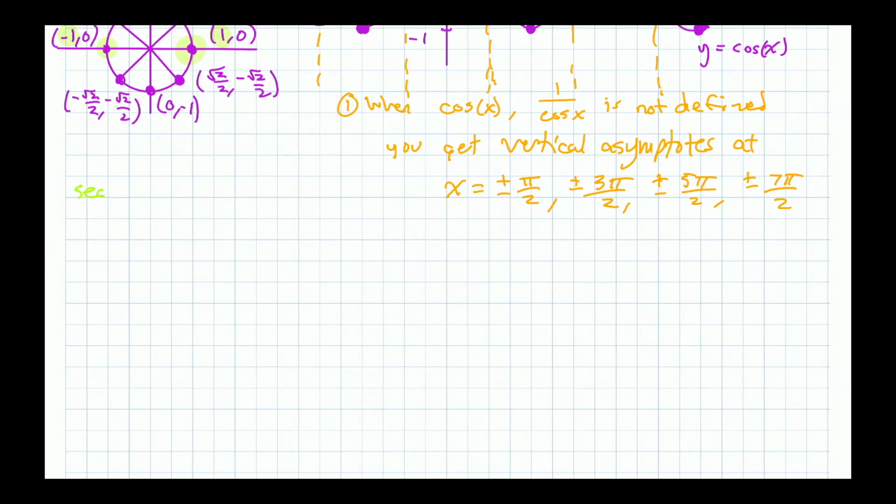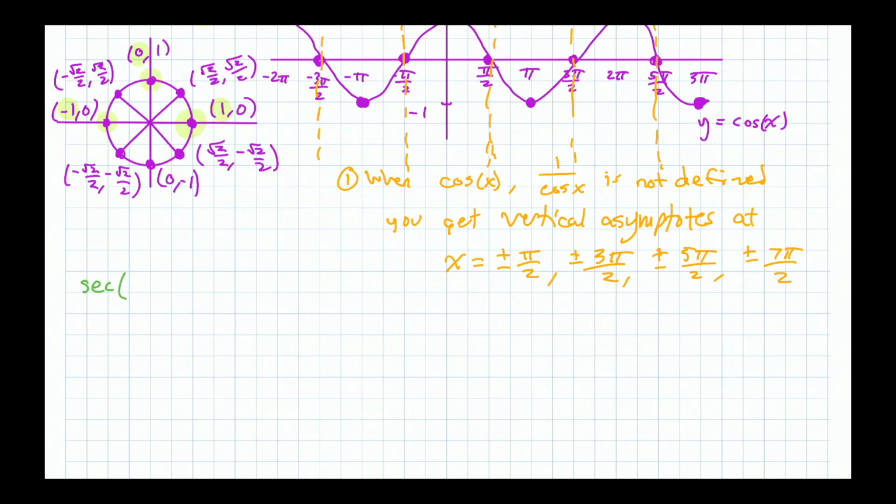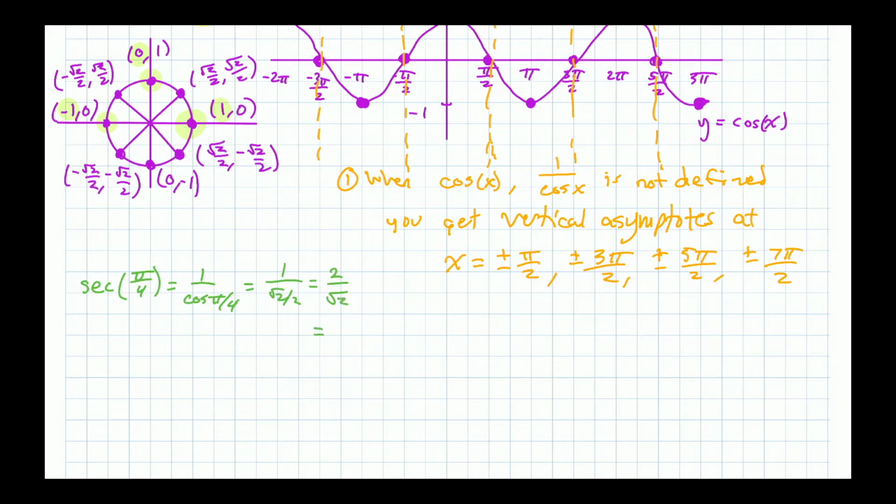Like what is secant of pi over 4, for example? Secant of pi over 4 is 1 over the cosine of pi over 4. The cosine of pi over 4 is square root 2 over 2. So 1 over square root 2 over 2, which is 2 over the square root of 2, which is the square root of 2, which is approximately, I need a calculator for this.